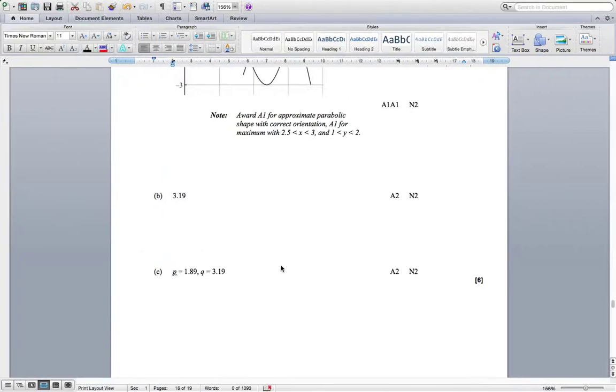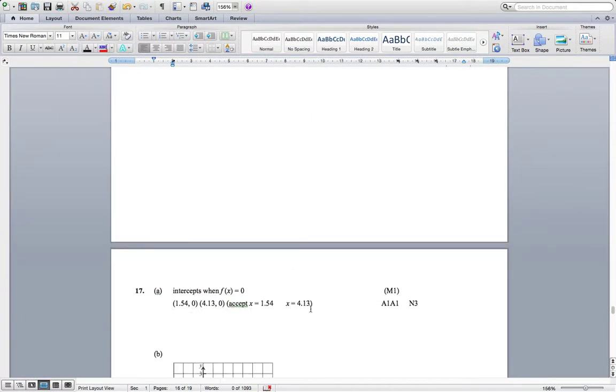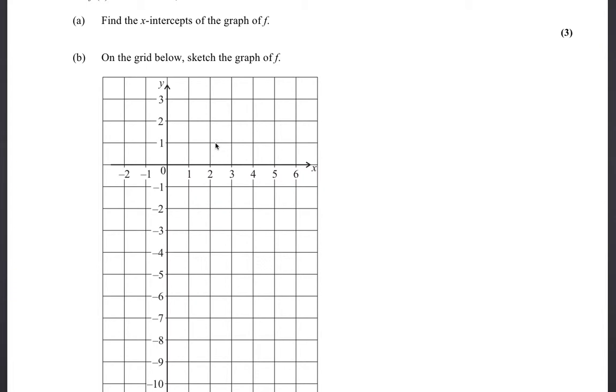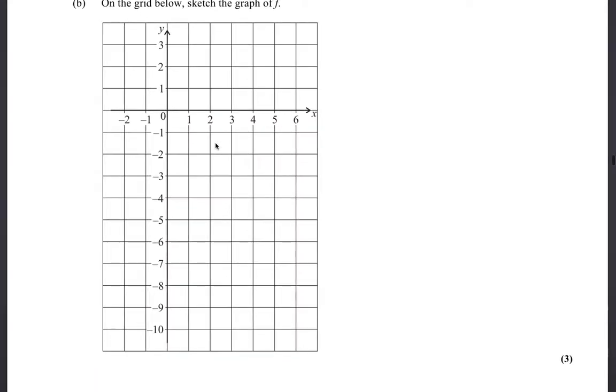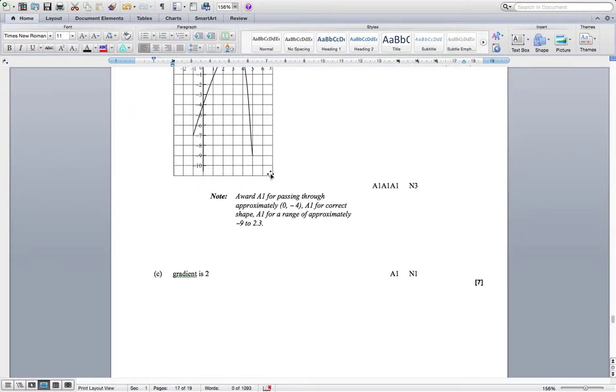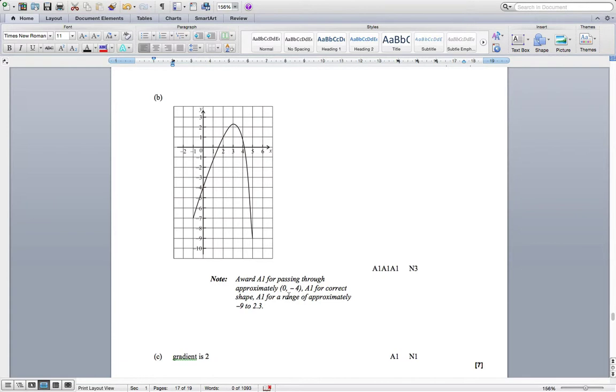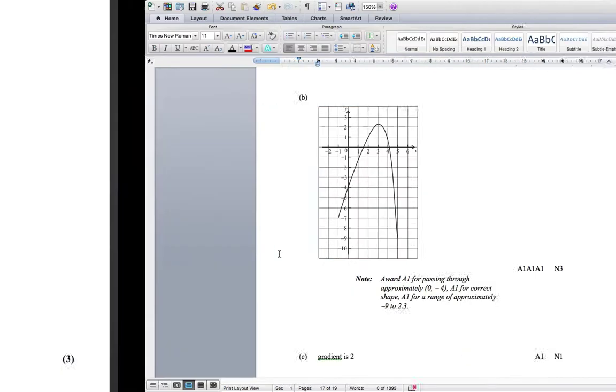So let us check the answers. 1.54 and 4.13. Okay. On the grid below, sketch the graph of f. Again, you have to sketch this graph in this grid. So let us look at the mark scheme. Award A1 for passing through approximately 0, minus 4, A1 for correct shape, and A1 for a range of approximately minus 9 to 2.3. So you can see here minus 9, sorry, and then here something close to 2.3. Okay, so you get 3 marks for this question.